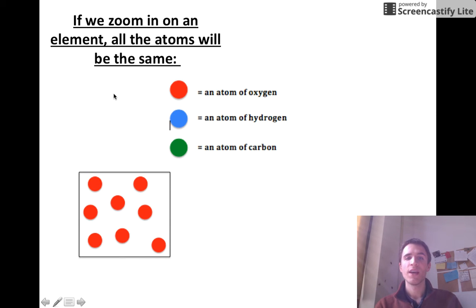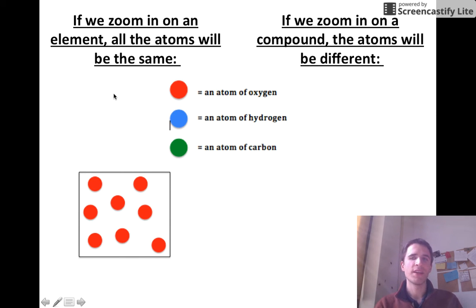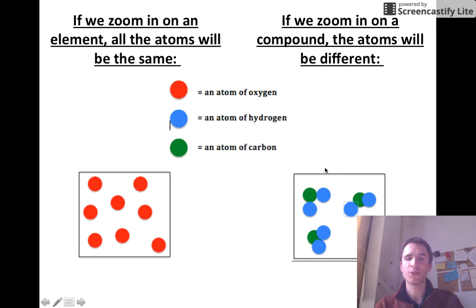Look at our key. Let's say we zoom in on a compound, though. In a compound, the atoms are going to be different, right? Zoom in on a compound. Right here, we're zooming in on a compound that's made up of carbon, green, and hydrogen, blue. You would call this compound CH2, right?